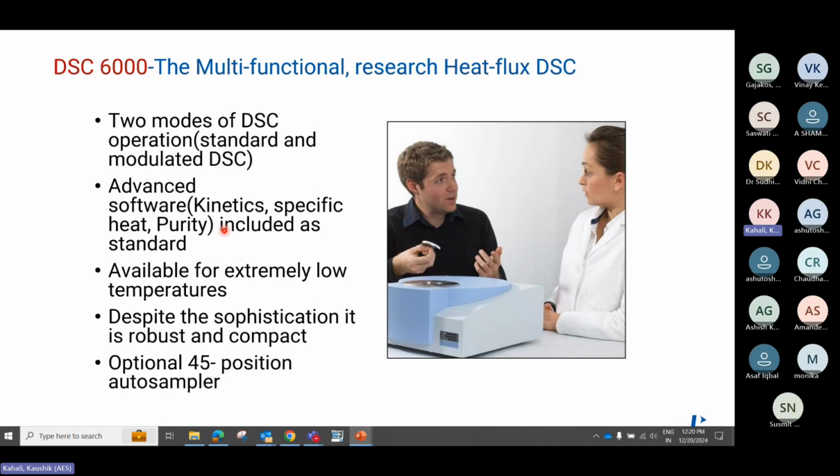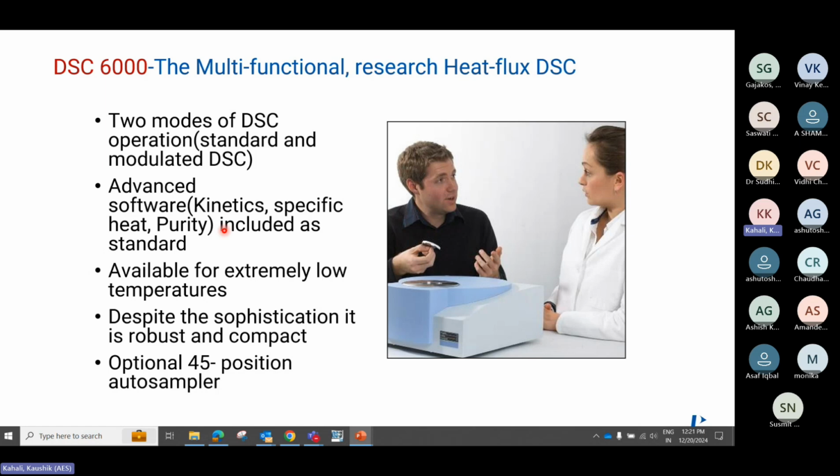And due to the availability of the intracooler, you can also do controlled cooling, because with the normal chiller connected to the DSC, you can do the cooling, but that is not a controlled cooling. At what rate the sample will be cooled, you cannot control using a chiller, but that is very much possible using the intracooler which you are using.